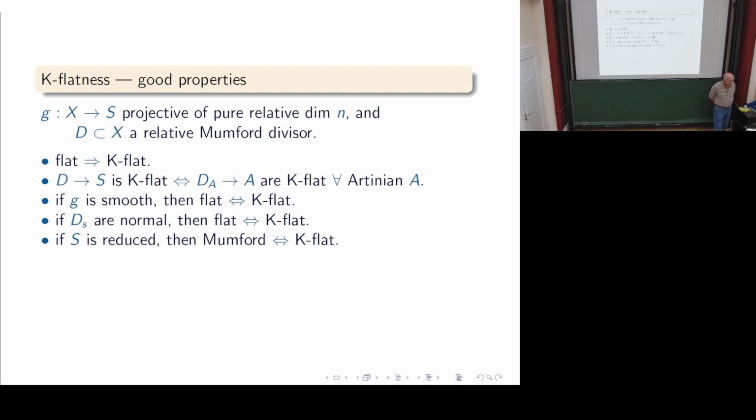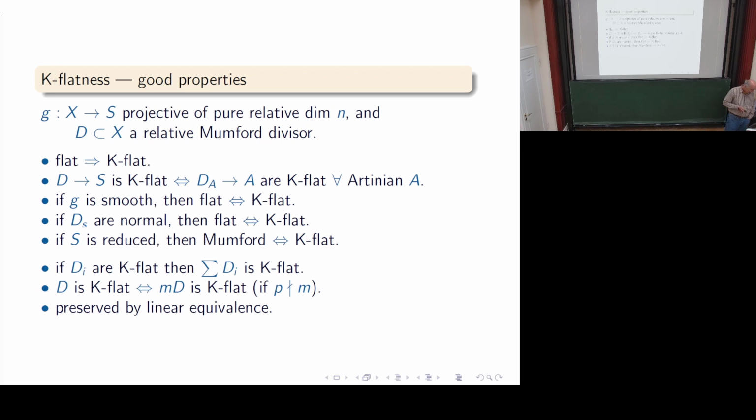And if the base is reduced, then K-flatness is the same as having a Mumford divisor. So at least over reduced bases it's the same notion as we had before; we don't get anything new. Now K-flatness also has some properties that are better than flatness. For instance, if I have D_i that are K-flat, then the union is K-flat. This is not true for flatness: take two lines that intersect in a degenerate way. Of course, the lines are flat, but the sum is not flat. Whereas with K-flatness, this doesn't happen.